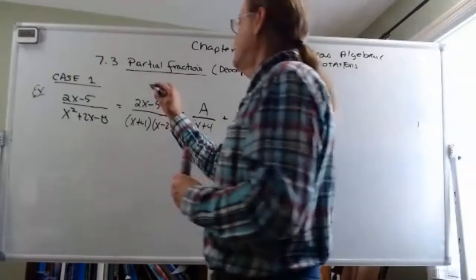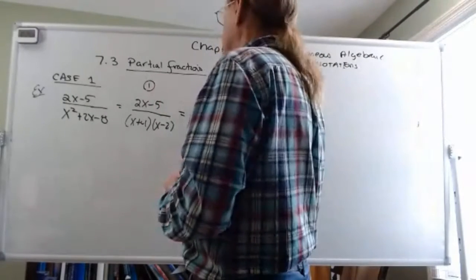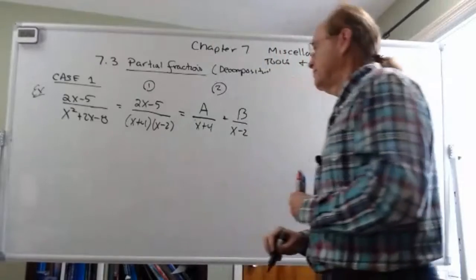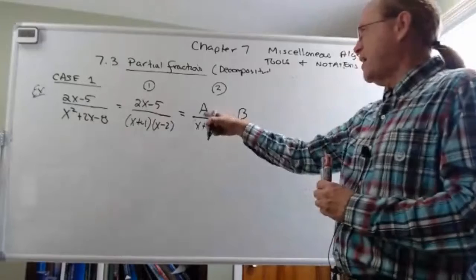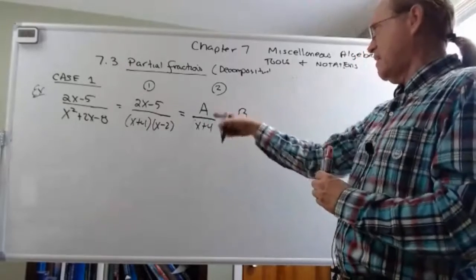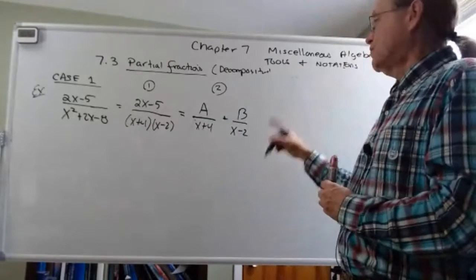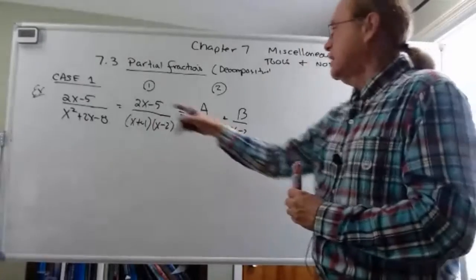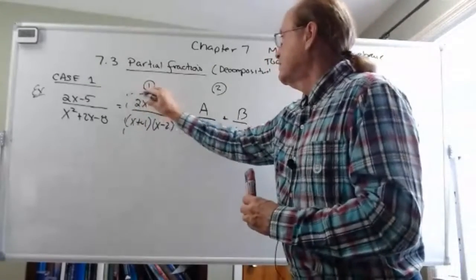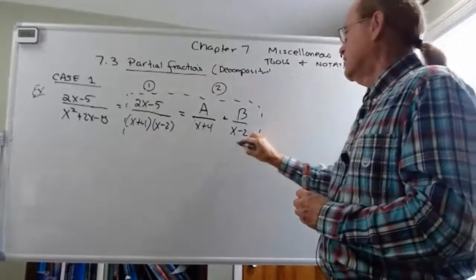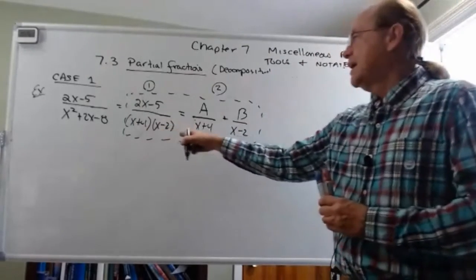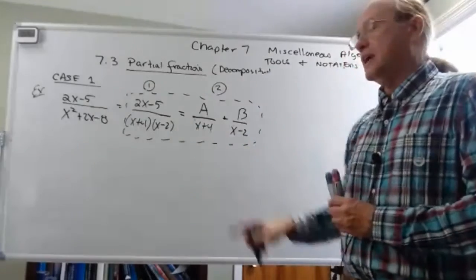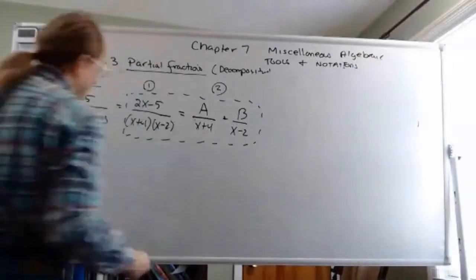So this is my first step, there's my second step. Now what do I do? I now have this, and I want to find and solve for a and b. So this third step is I'm going to multiply, I have this equation right here. I'm going to multiply both sides by x plus 4, x minus 2. Let me show you, I'll do that.